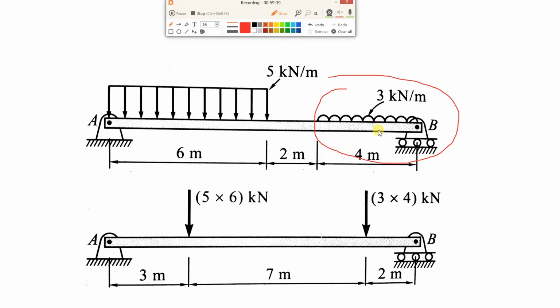How will you convert this UDL into a point load? 4 into 3 kilonewton. And what will be the distance? The UDL is acting over a length of 4 meters, so from point B it will be at a distance of 2 meters, half of that, because you have to consider the rectangle over here and the centroid of this rectangle in the x direction will be the length of the rectangle divided by 2. Okay, so some examples have been shown so that it will be clear.